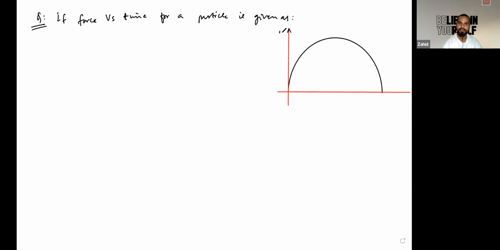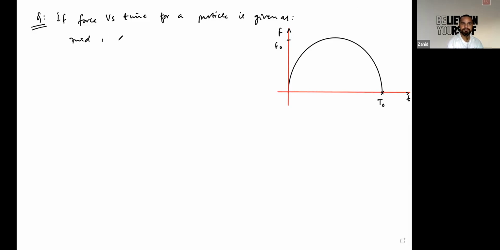We have this force versus time graph. This particular term is defined as t naught. This particular term is nothing but f naught. So you have to find the impulse related to this curve.